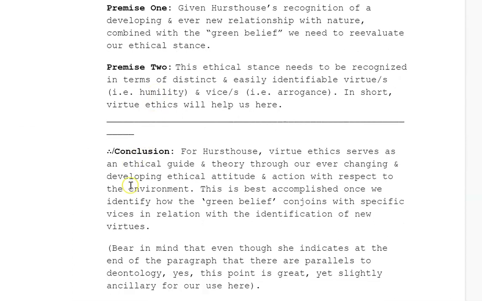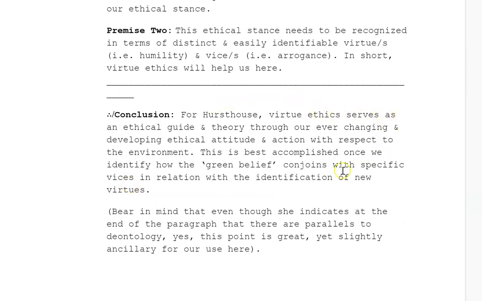So what I did was I looked at this paragraph here and I thought, well, what's the conclusion? So for Hursthouse, virtue ethics serves as an ethical guide in theory through our ever-changing and developing ethical attitude and action with respect to the environment. So this is best accomplished once we identify how the green belief conjoins with specific vices in relation with the identification of new virtues. So in order to understand new virtues, we need to understand what vices are. We also need to understand that there could be a development in terms of the way that we understand virtue, and that's what she's working on, is establishing a new virtue in terms of how we understand the environment.